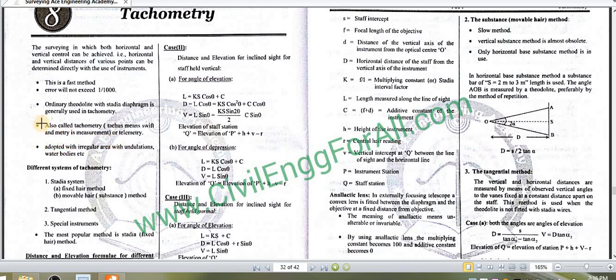As I have told you, it is suitable for places where there is undulation, where there are water bodies, where we cannot physically go over there and measure those points. So in those places your tachometer plays a very important role and it is very useful, and it can very rapidly give you the horizontal and the vertical distances. Now, the different systems of tachometer: there are various methods available in tachometry.